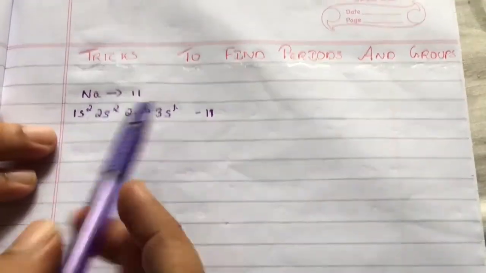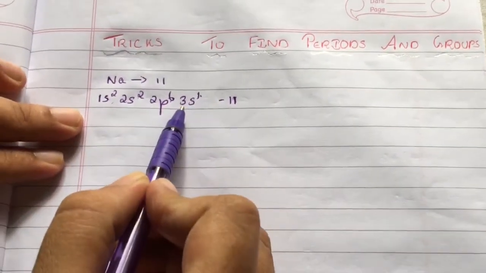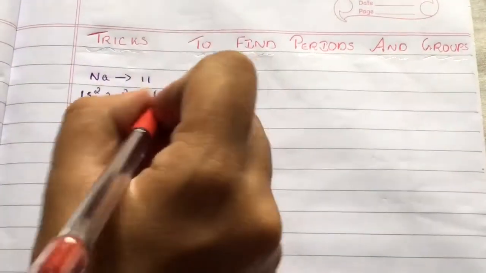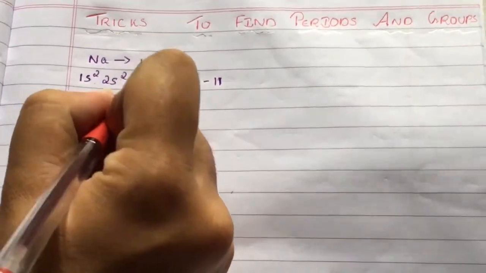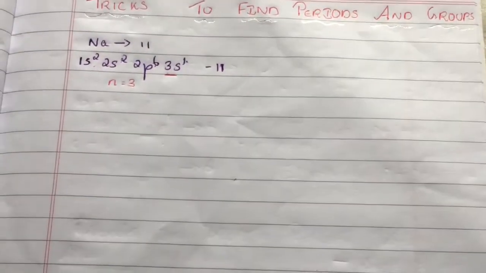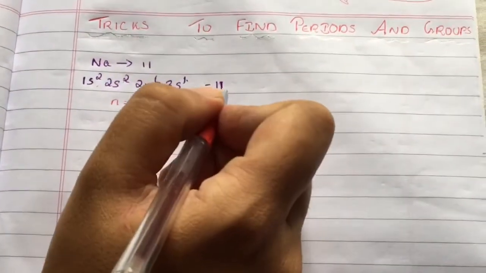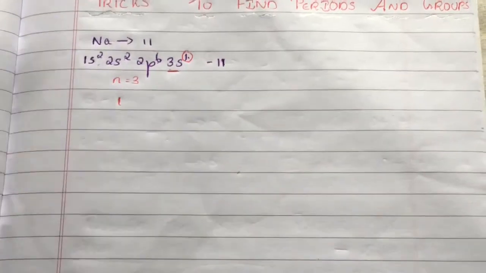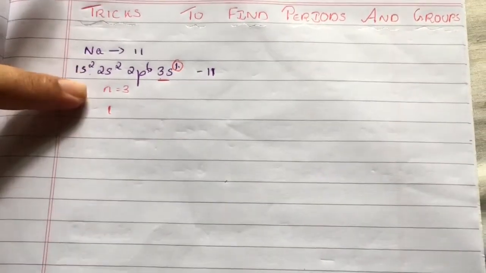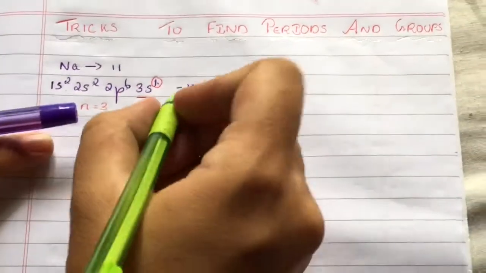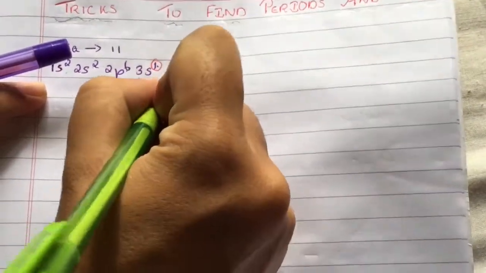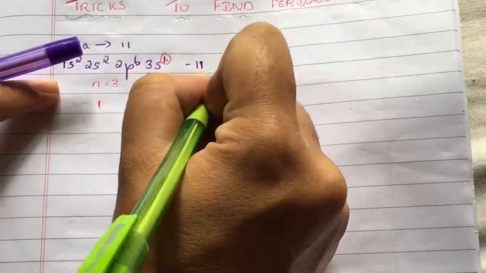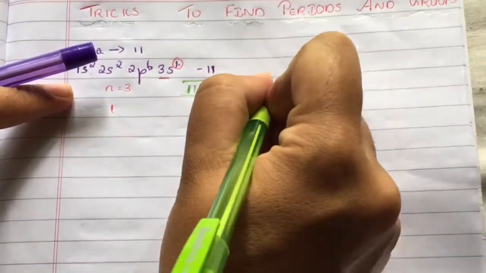By looking at the electronic configuration, we can say that the maximum n value is 3. That is the maximum number of shells, n is equal to 3. Next, the number of electrons present in the outermost shell, the differentiating electron, is 1. So by looking at this, we can say that it belongs to the third period and first group.